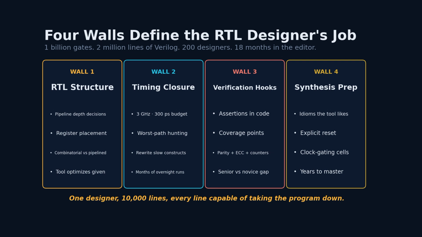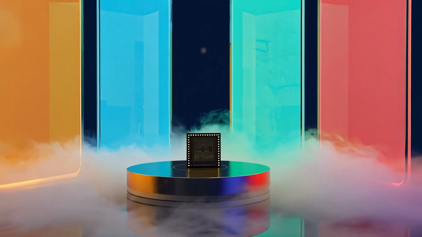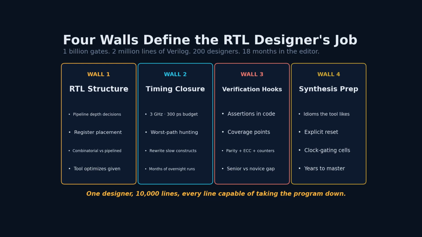Wall 2 is timing closure. Every signal in the chip must reach its destination flip-flop before the next clock edge. At 3 gigahertz, that is 300 picoseconds. The designer reasons about path delays before any layout exists, picks the pipeline depth, decides where to insert retiming registers.